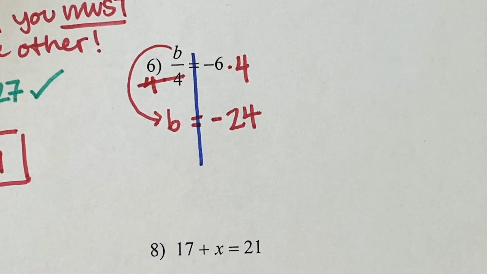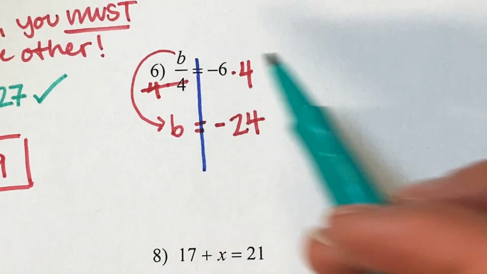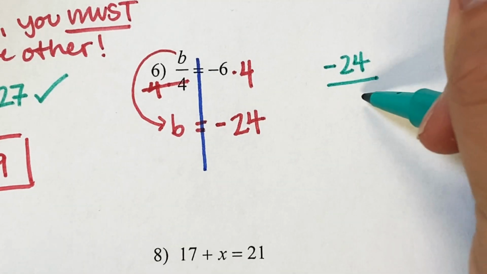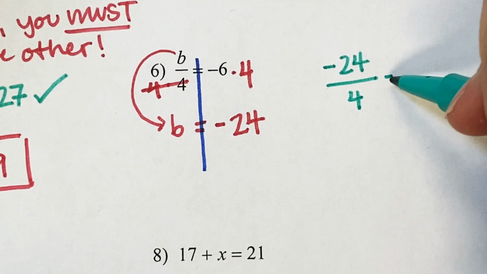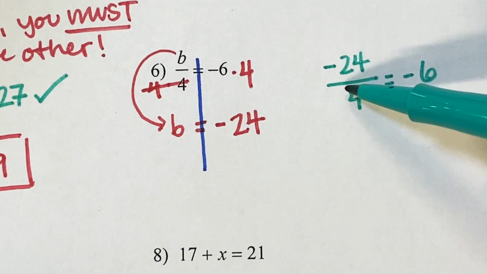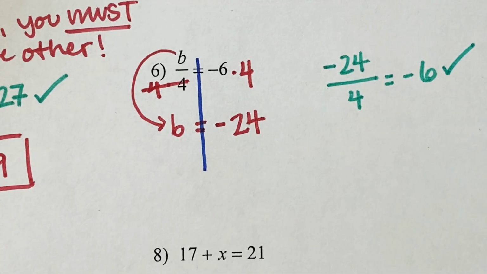Okay, so that should be our answer. Let's plug it in and see if it actually works. I'm going to plug in this negative 24 on top for my b. Negative 24 divided by 4 should give me negative 6. Does it? You can check it on a calculator if you want. It does, in fact, give me negative 6.